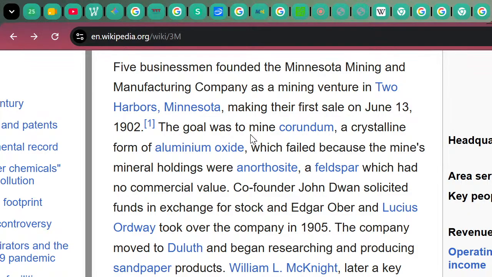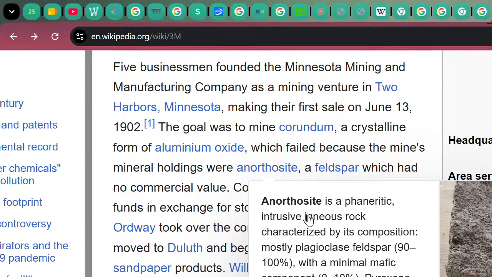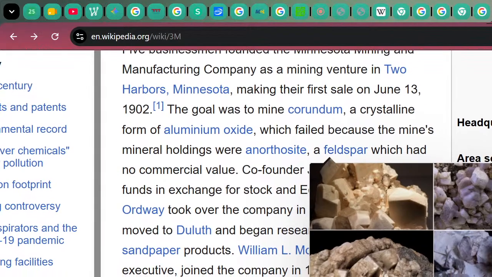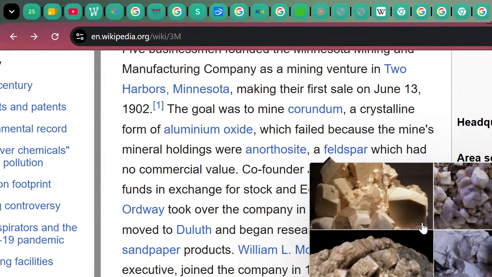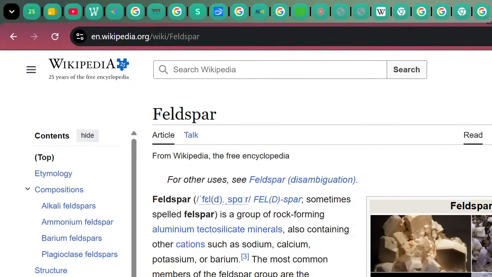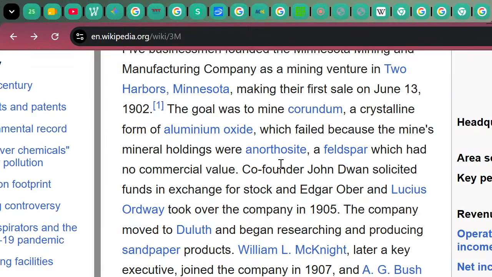Anorthosite is like a tri-aluminum silicate, I think. Let me check. Yeah, feldspar is an aluminum tectosilicate. So this is the feldspar. These have low commercial value, they won't hold high commercial value. They're a little bit cheaper than what they were actually trying to mine, corundum.